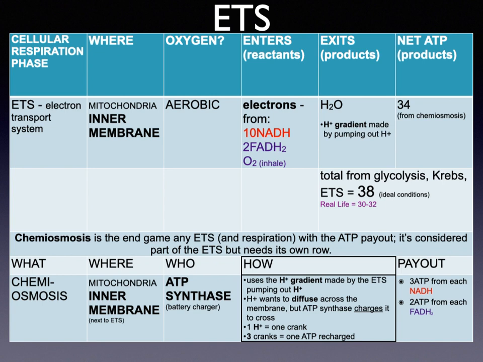The net ATP from all of this is eventually going to be 34, and our total for the three parts is going to be 38 under ideal conditions. In real life, though, it's only 30 to 32.